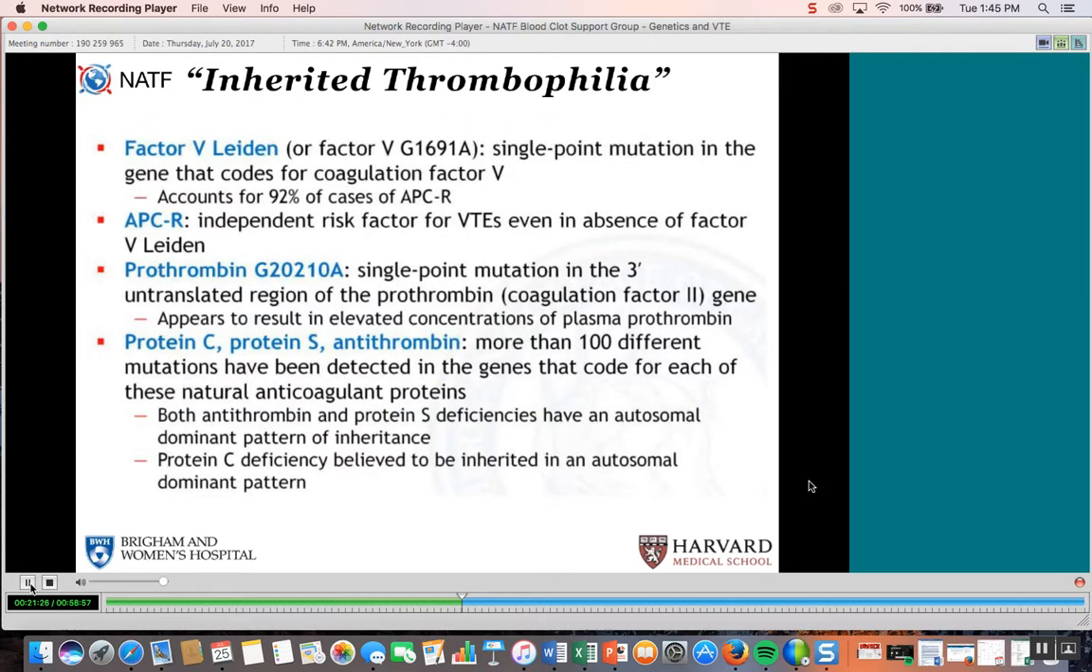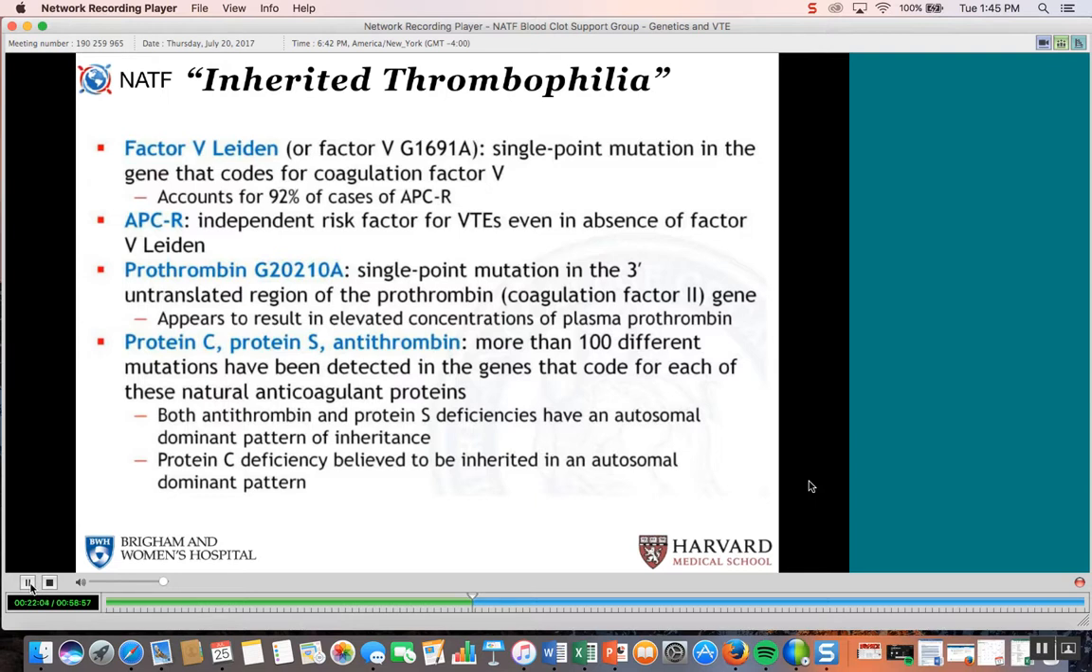Now, what are these genetic mutations? The factor V Leiden is a single point mutation in the gene that codes for the coagulation factor V. So basically, single point mutation means that only one amino acid is changed in this protein, but it's enough to change the shape so that the activated protein C is not really able to stop it, to hold it from exerting its activity.